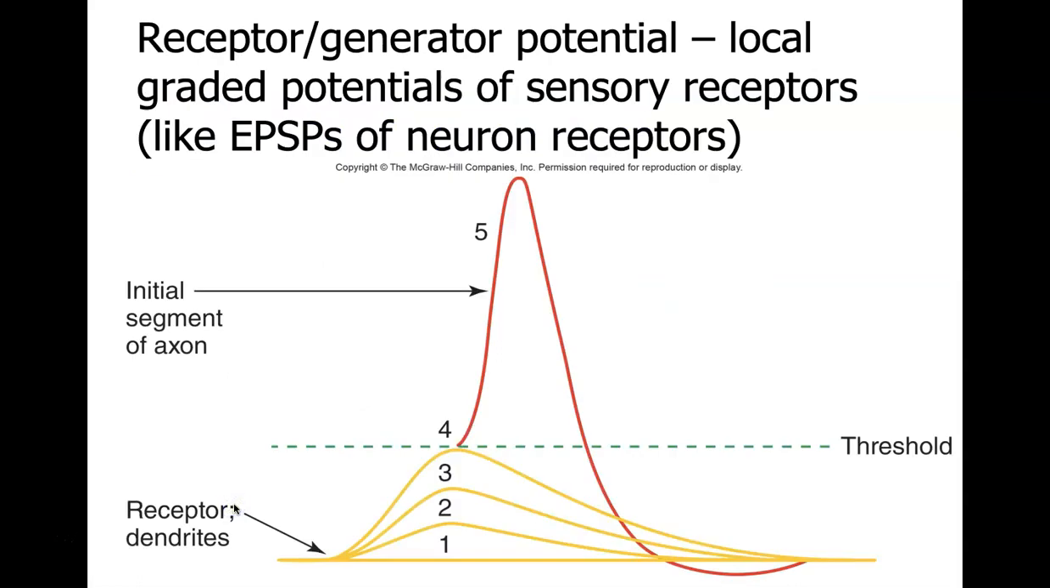Okay, so we talked a lot about the nervous system, and now we got to think about how we're going to code these signals from sensory receptors in the brain. So the first thing to note is that when you see an action potential in a neuron, potentials in sensory receptors are going to look a little bit different. Okay, so we're going to talk about local graded potentials of sensory receptors. These look like the excitatory potentials that you see in neurons. Okay, so here's a receptor. You can see these graded potentials, and as they get larger and larger and larger.